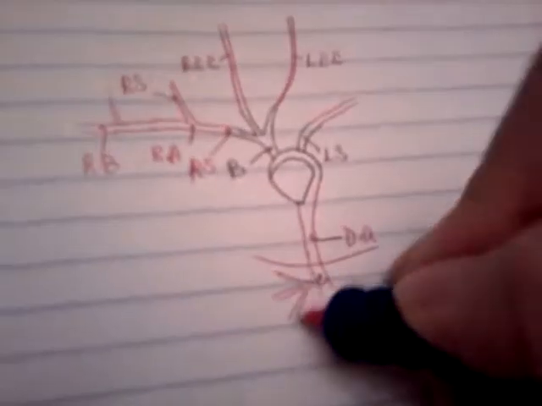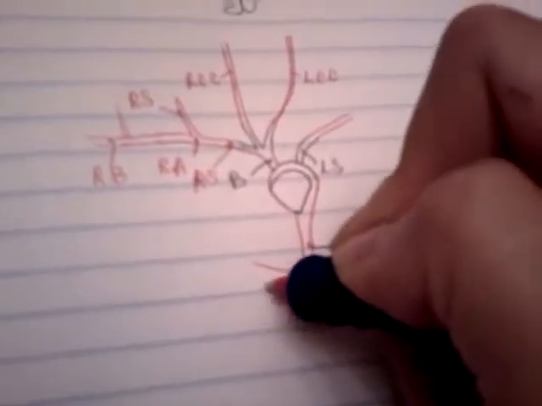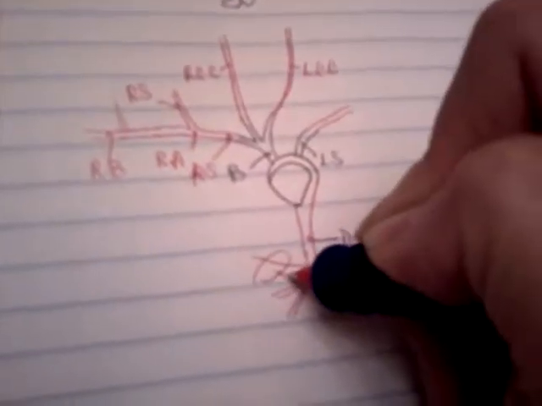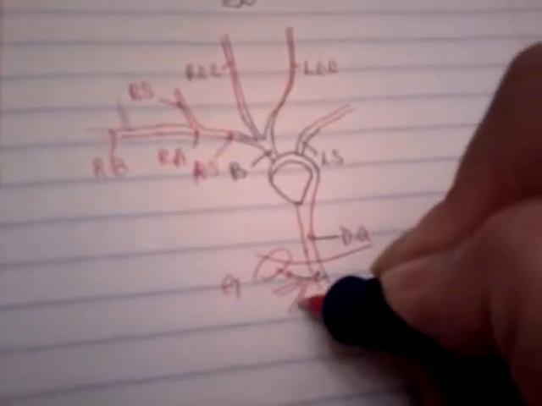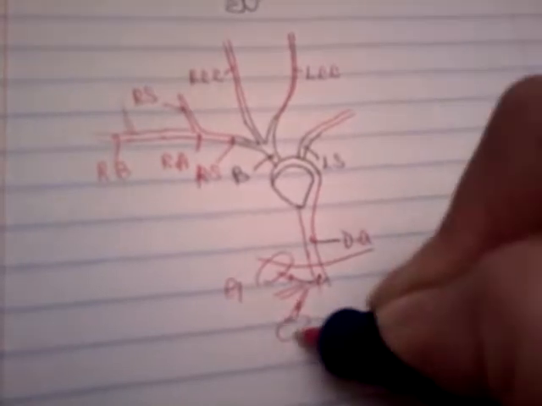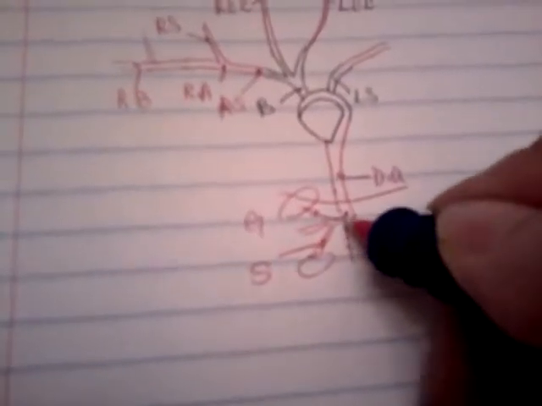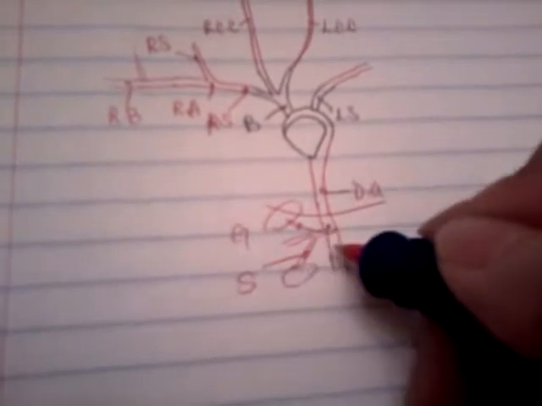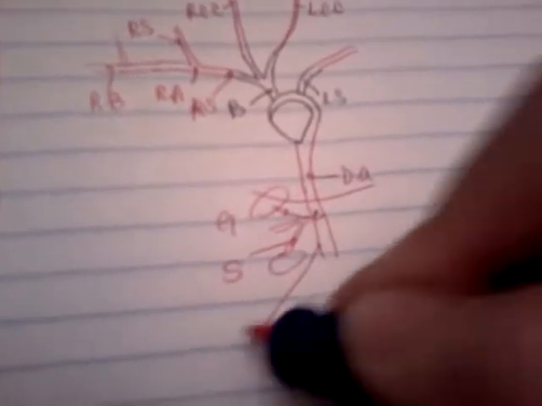1, 2, 3. So hepatic we'll ignore. We'll say this is attached to the stomach. Then this right here would be the gastric artery. And this right here we'll say it's attached to the spleen, and this will then be the splenic artery. And over here, not too far away from the celiac, you have another branch that comes out here, and this will be the superior mesenteric artery.